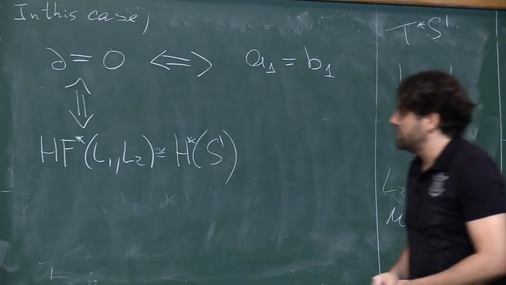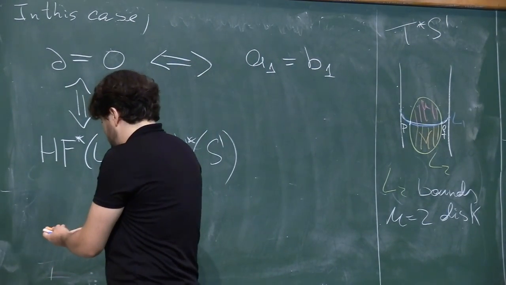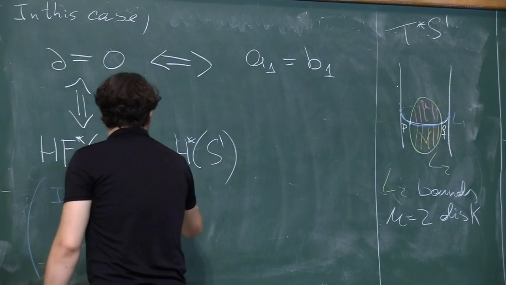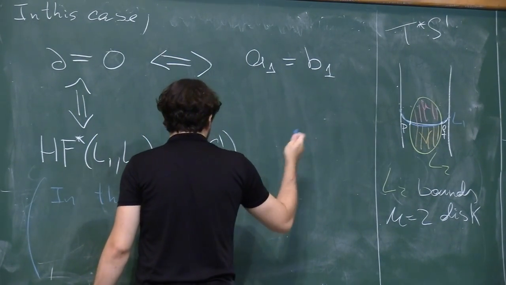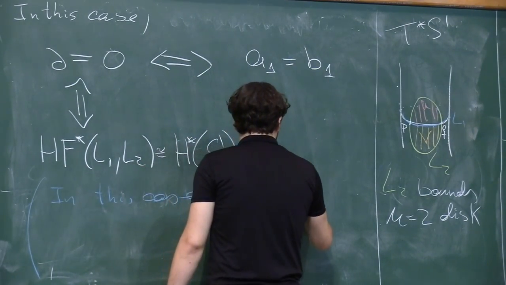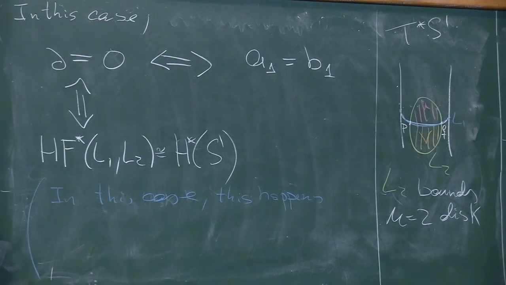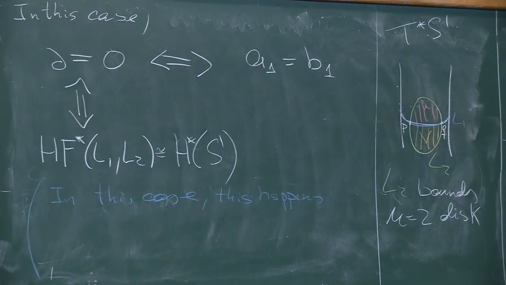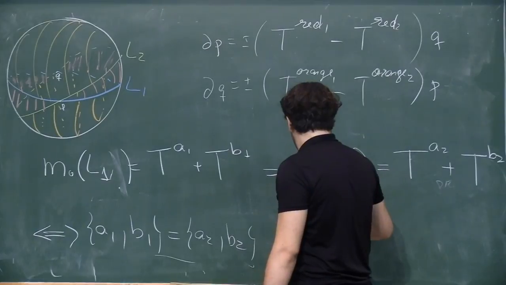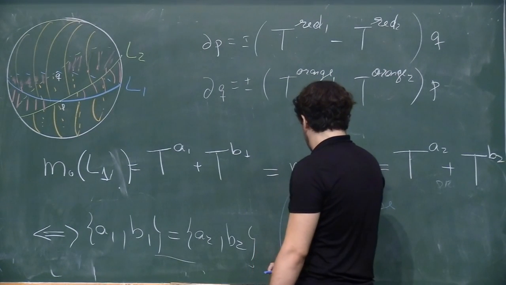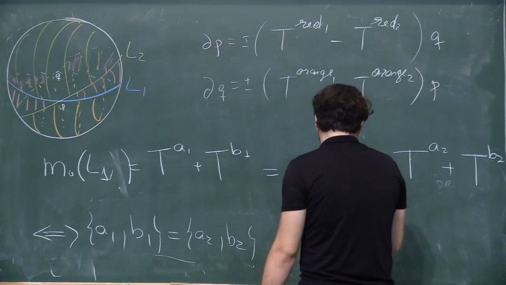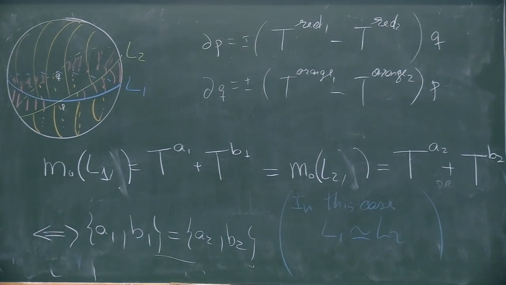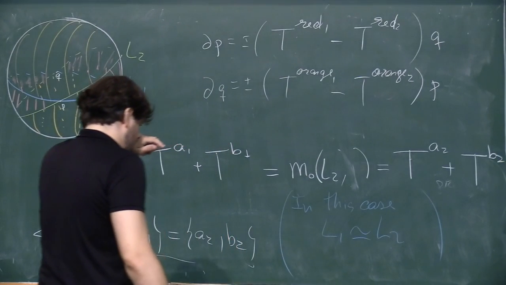As I said, it's not true in general, but in this case this happens, as was pointed out by Davi. If they divide their areas in half, if they have the same areas, I should write it down like this. If they have the same areas, you do have that L1, just because of the dimension. So if they have the same areas, we can have an area preserving isotopy between one and the other. That's proven to be a Hamiltonian.